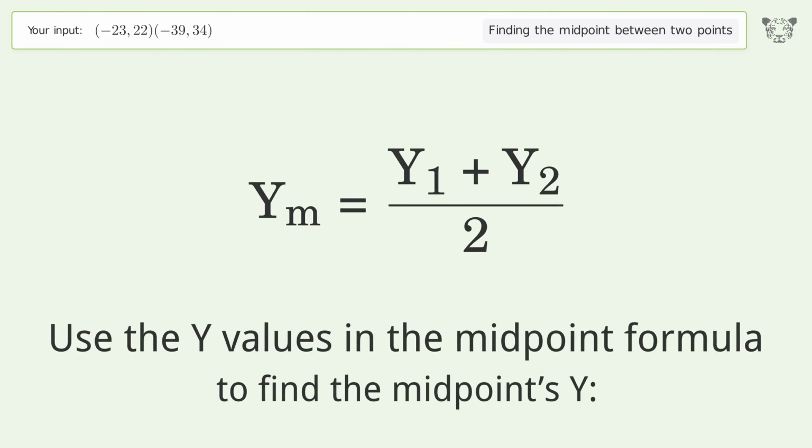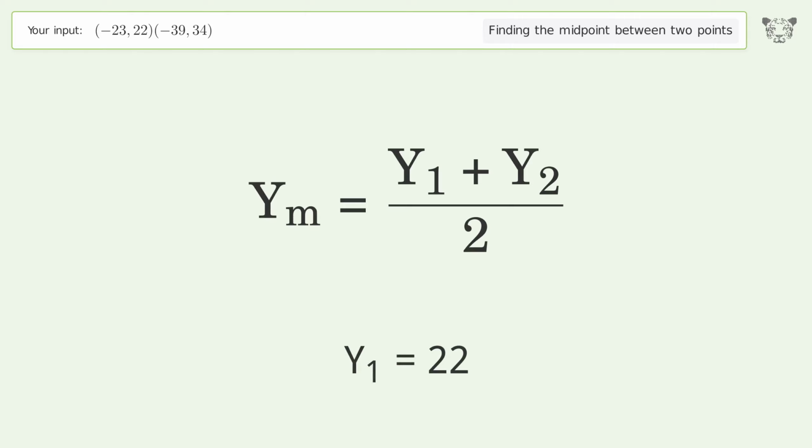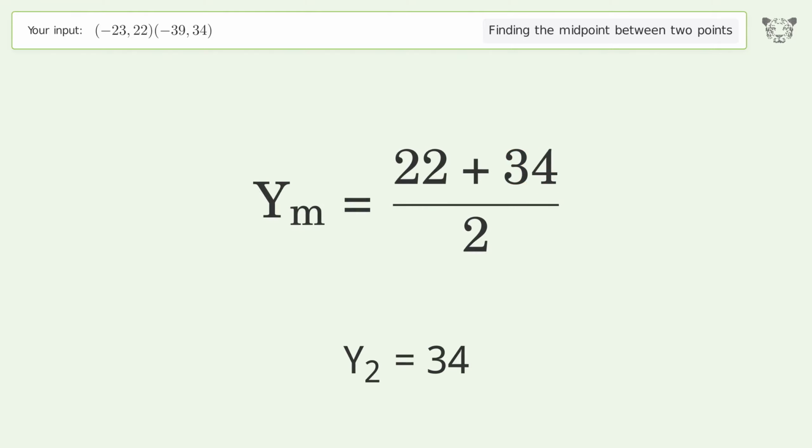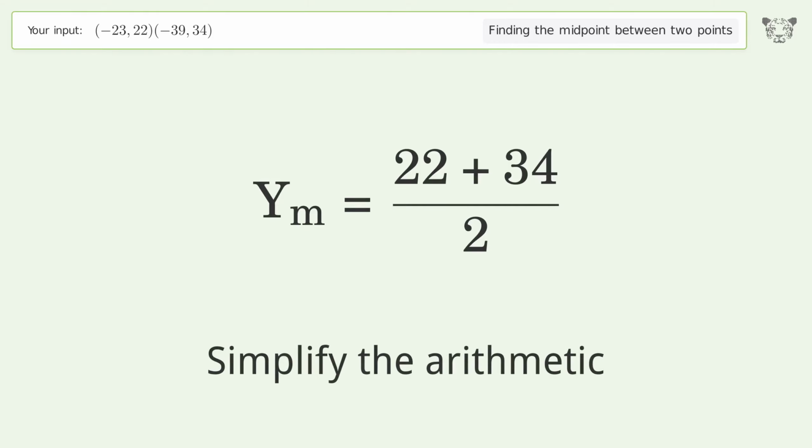Use the y values in the midpoint formula to find the midpoint's y. y1 equals 22. y2 equals 34. Simplify the arithmetic.